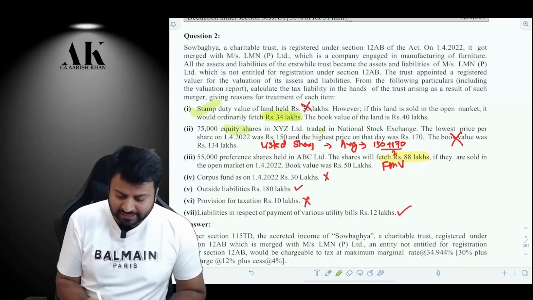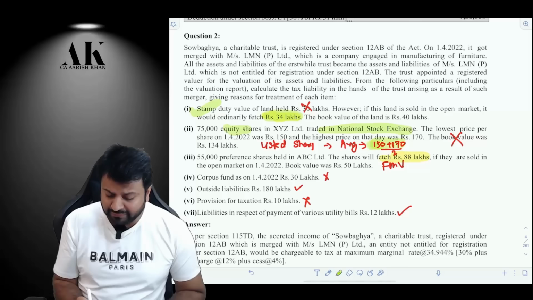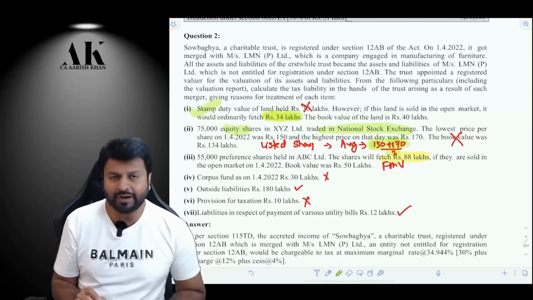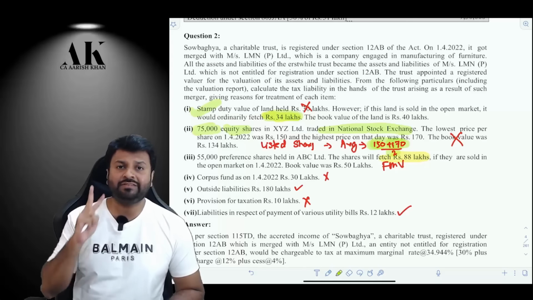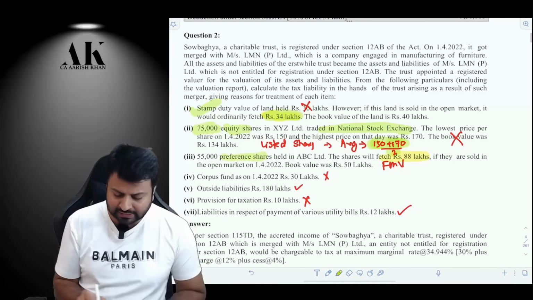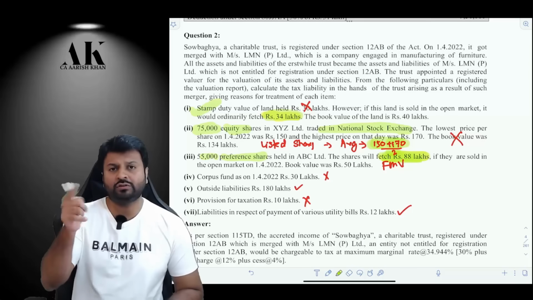For equity shares which are listed in a stock exchange, you have to take the average of the higher and lower of the price. So 150 is the lower, 170 is the higher. So divide by 2, the average will come to 160. 160 into 75,000. You have to take the average of the price of these shares. In case of preference shares, you have to take what? FMV of the preference shares. So the FMV of the preference shares is how much? It is 88 lakhs. So you have to take 88 lakhs over there.